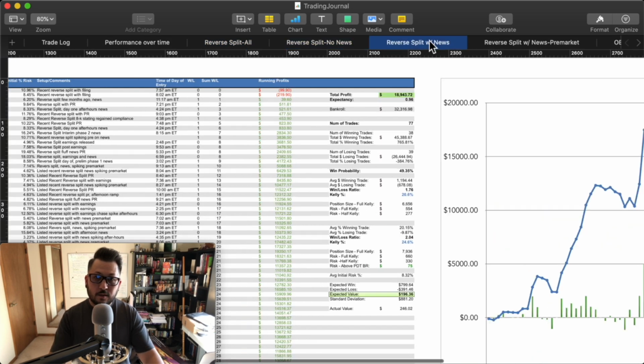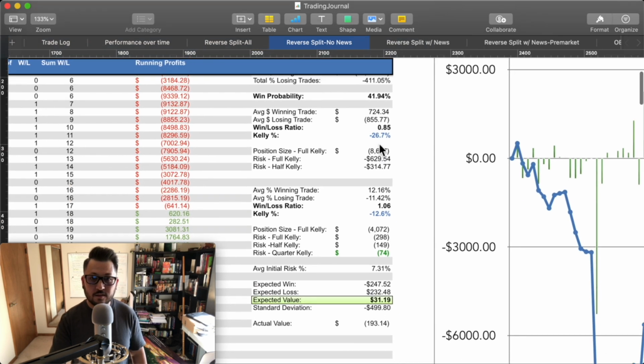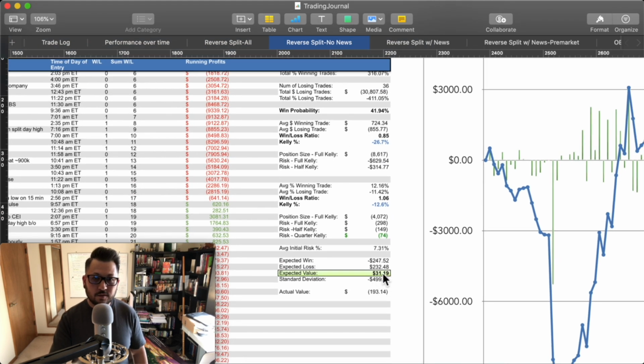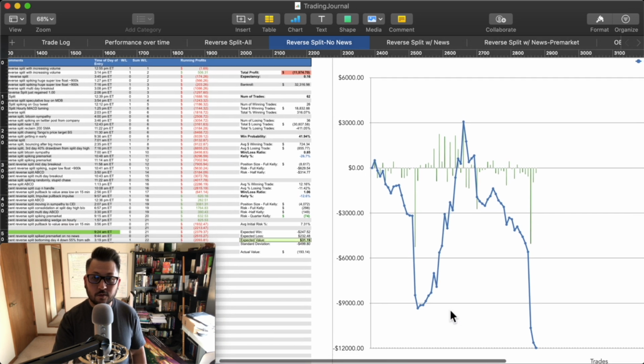So then breaking it up into news and no news. With no news, I'm down $12,000. This expected value is wrong. It's actually negative $31. The calculation includes an absolute value in there, and so it turned the number positive. But my expected value is actually negative for playing these reverse splits with no news.